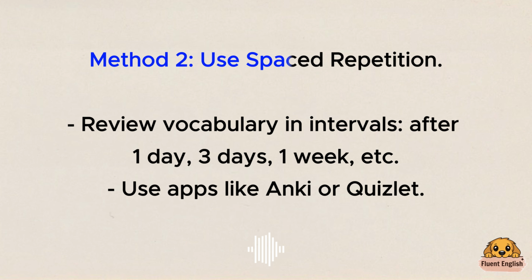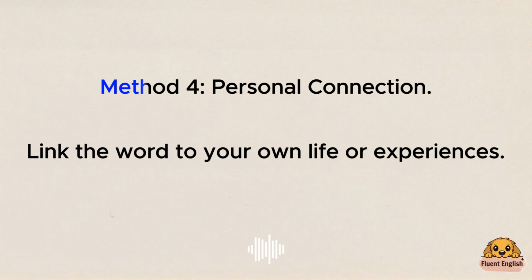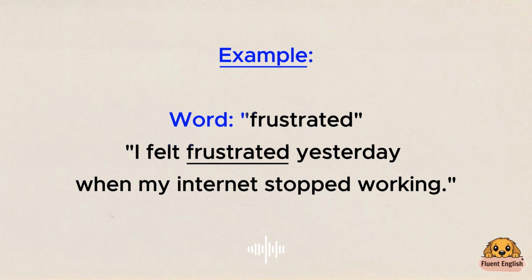Method 2, use spaced repetition. Review vocabulary in intervals after 1 day, 3 days, 1 week, etc. Use apps like Anki or Quizlet. Method 3, use visuals and audio. Add pictures, icons, or draw what the word reminds you of. Listen to native speakers saying the word. Method 4, personal connection. Link the word to your own life or experiences. Example, word, frustrated. I felt frustrated yesterday when my internet stopped working.